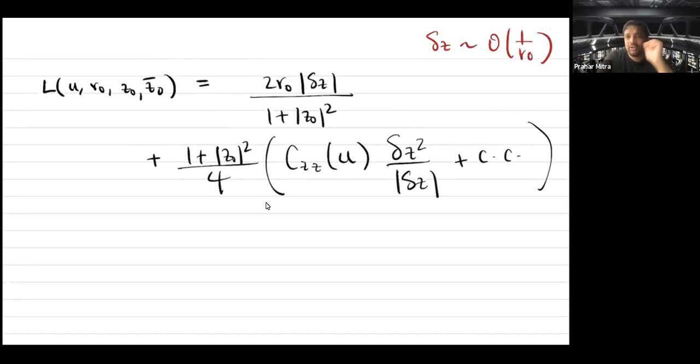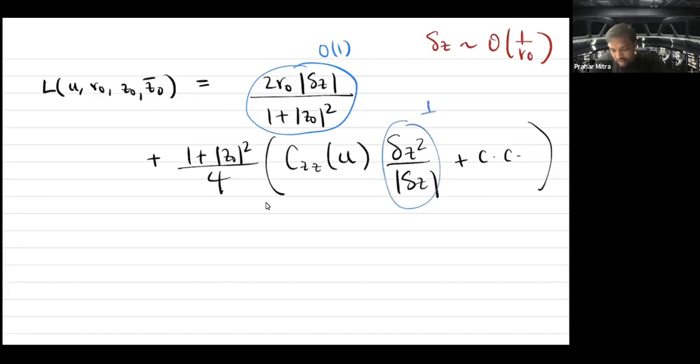So the mirrors are very close to each other in coordinate distance because R naught is very large. What this shows you is that I have a leading piece, which is order 1 and doesn't depend on any of the data of the metric. So it's completely fixed. But then we have this subleading piece, which is order 1 over R naught, which you can then use to extract CZZ.